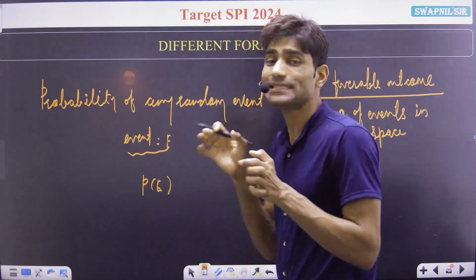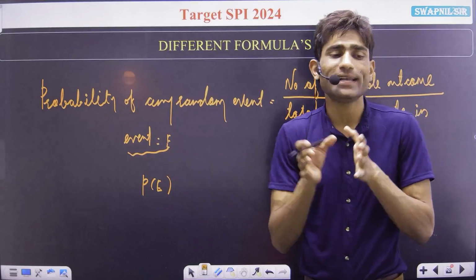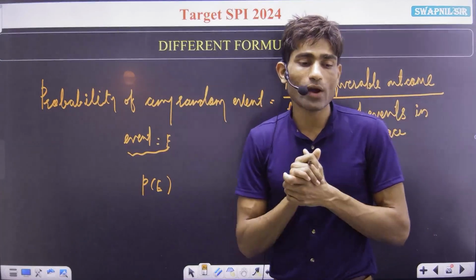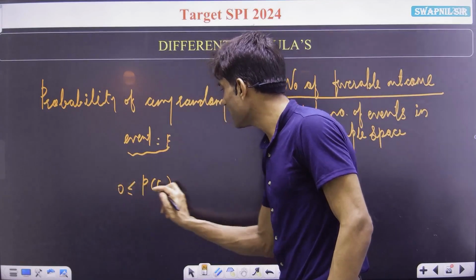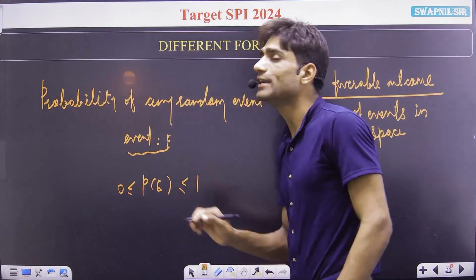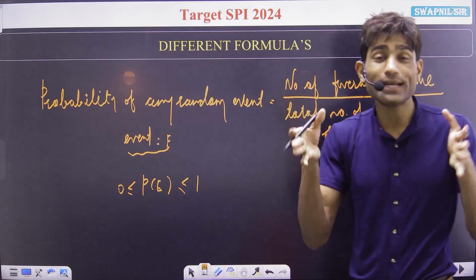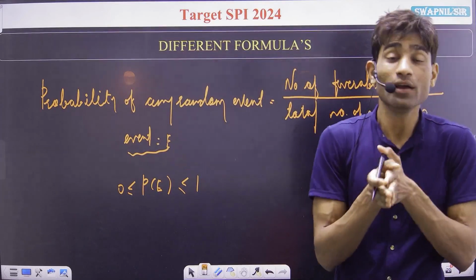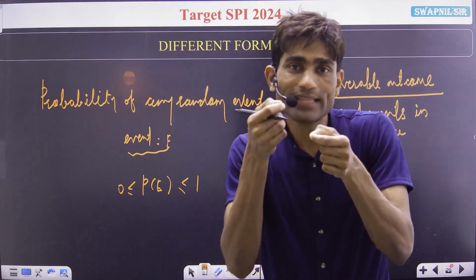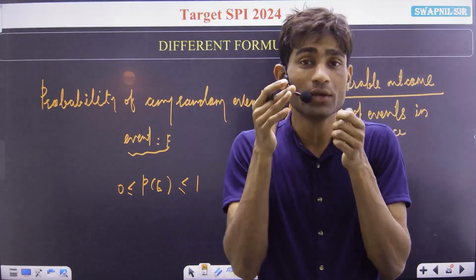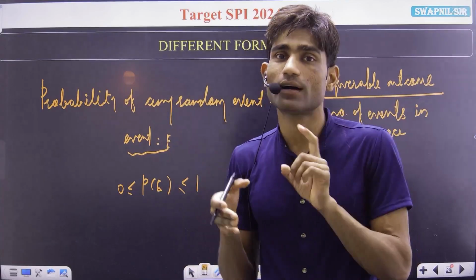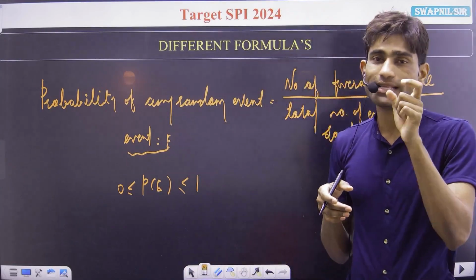That means the value of any probability lies between 0 and 1. Always remember that if you get an answer in your exam where the probability of any event is bigger than 1, then make sure that your answer is wrong.